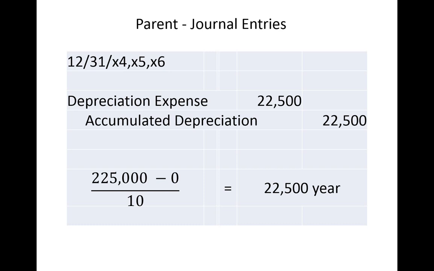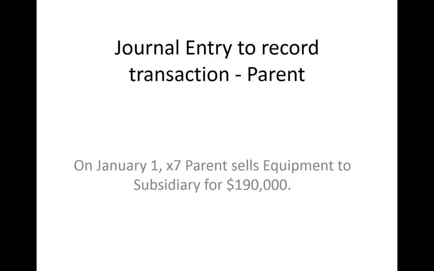So on the parent's records for years 4, 5, and 6, they would have made the following entry. And notice that the sale of the equipment took place on January the 1st of the 7th year. So what that means is that the parent will not depreciate that equipment at all for X7. It will be in the subsidiary's possession, so they'll depreciate it for X7. And that's going to affect any gain or loss that we may have.